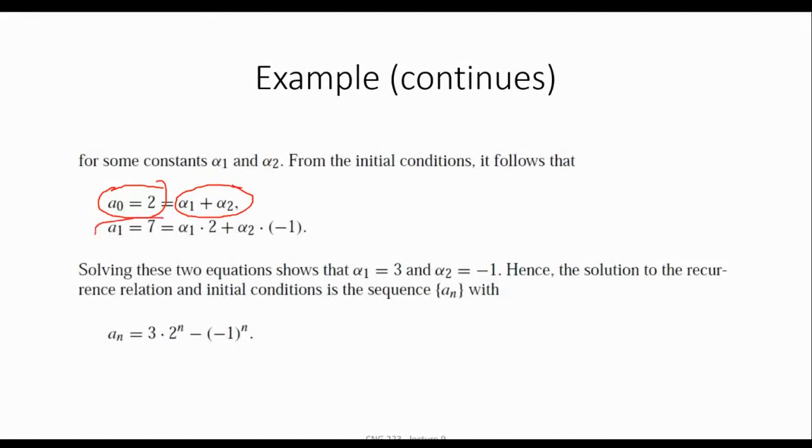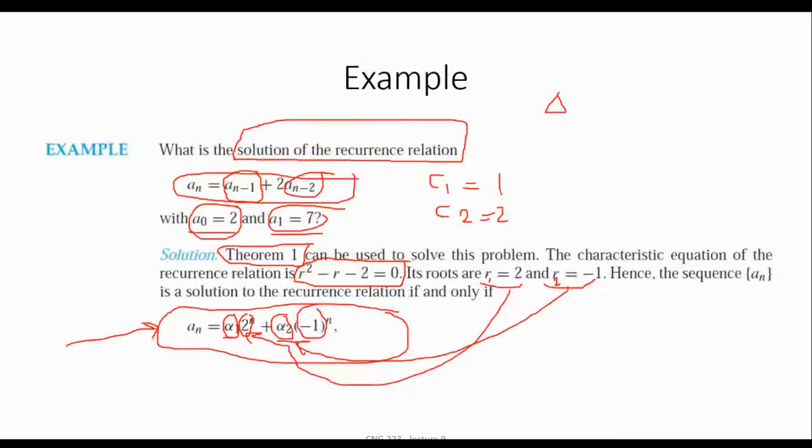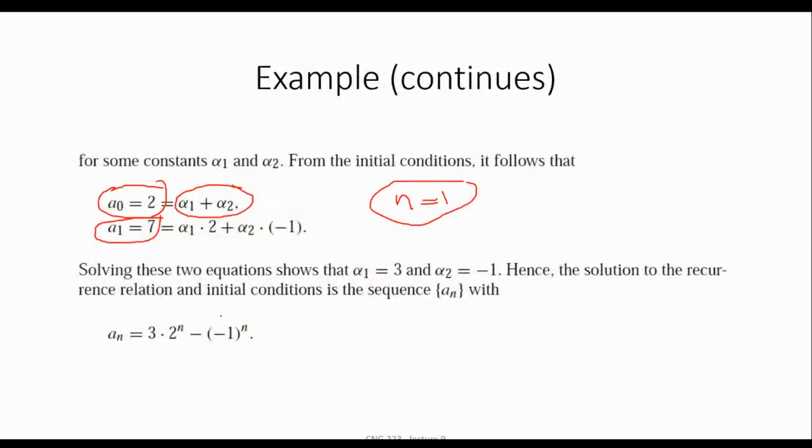I already know from the assumption that A1 is equal to 7. It means that we consider n equal to 1 inside the equation that you finally found here. And if you consider 1 here, you will have 2 alpha 1. Yes, 2 times alpha 1.